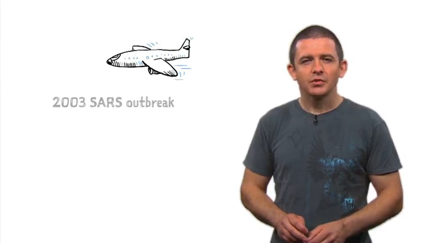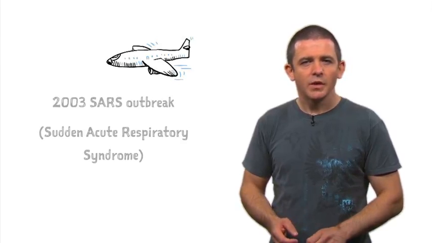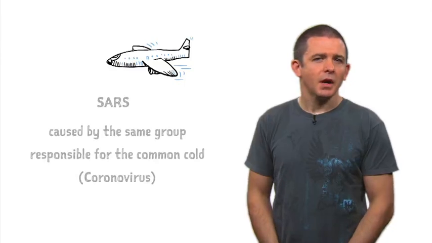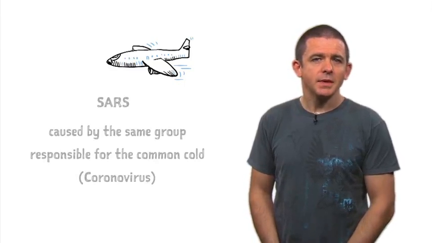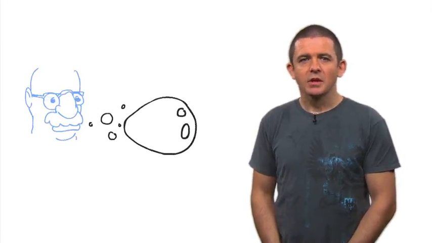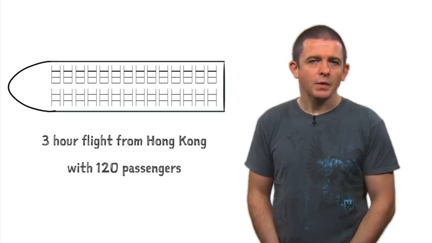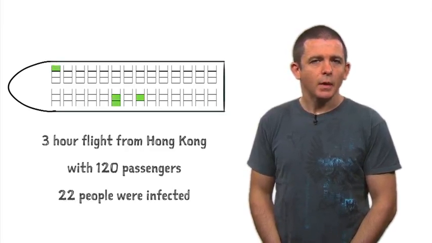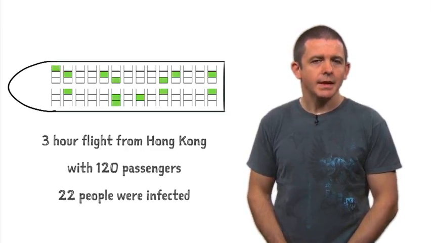A now textbook case of diseases in airline travel is a 2003 outbreak of SARS, severe acute respiratory syndrome. This viral disease, caused by the same group responsible for the common cold, a coronavirus, is transmitted in a similar way through sneezes and aerosol drops, but also on surfaces. Following an outbreak in Hong Kong, a close examination of 40 flights out of that city showed just how impressively the disease can travel. On one three-hour flight with 120 passengers traveling from Hong Kong to Beijing on March 15, 2003, 22 people were infected from a single index case.